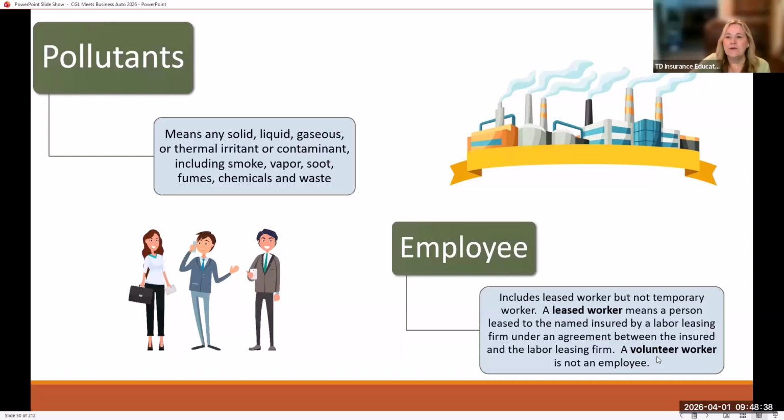Now, a volunteer is protected as an insured, but a volunteer is not an employee. So the CGL has dual roles when it comes to volunteers. They're not only protected if they get sued, but also if they get injured, they go under CGL because they're not going to be considered an employee. So a volunteer will be protected as an insured. They'll also be protected if they get sued as well.